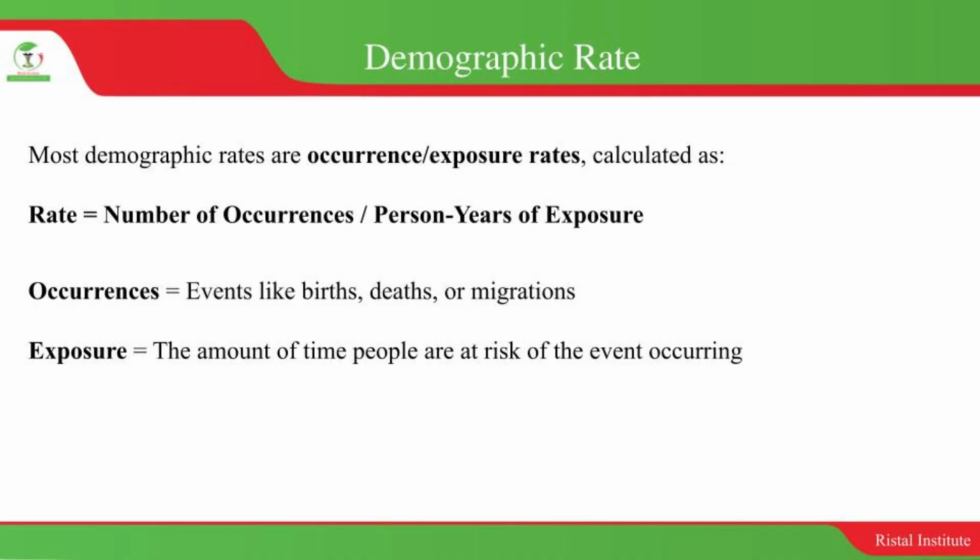Let me give you an analogy. Imagine you're analyzing car accidents. You don't just want to know how many crashes occurred. You want to know how often crashes occurred per 100,000 miles driven. Why? Because driving more miles means more exposure to the risk. In the same way, in demography, we want to measure how many events, say births or deaths, happen per unit of time people are at risk.